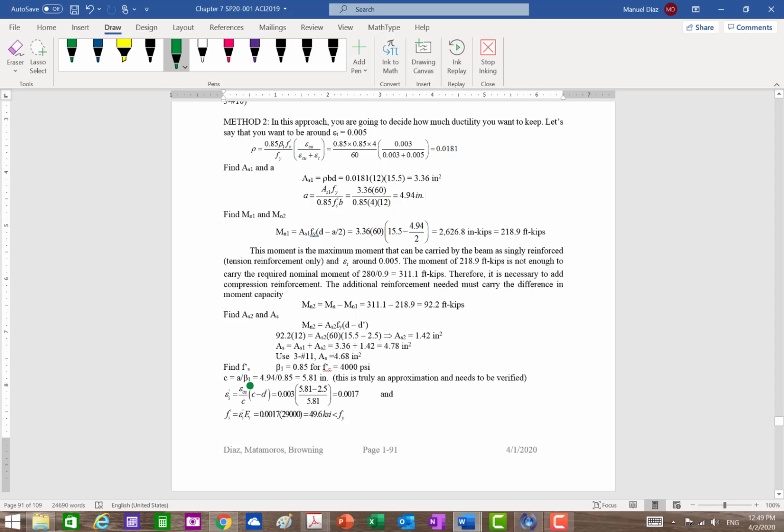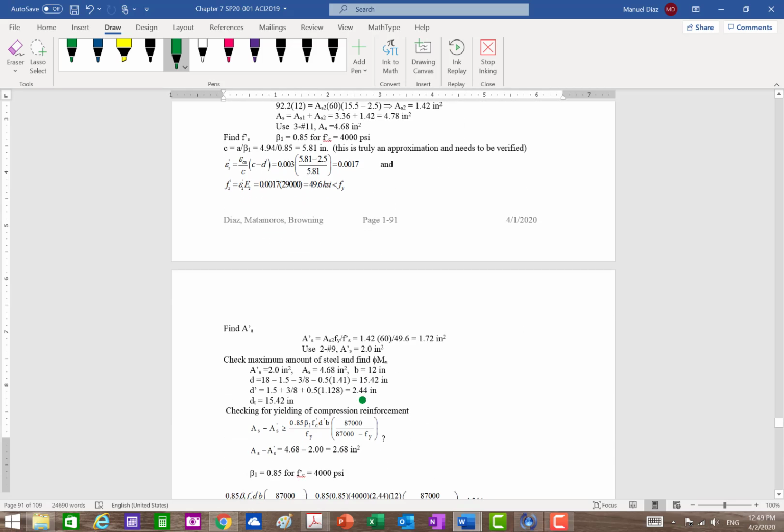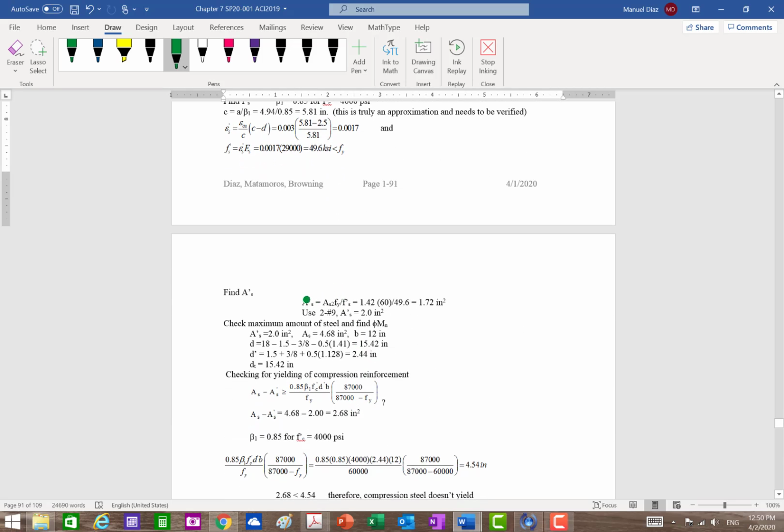There. So I find now my C value, since I know my A. Find my epsilon prime S, because I need that to decide what the compression bars are going to do. So the value is pretty low, so I find my F prime S below the Fy, so that's good, right? And now I find my area of the compression bars by doing this other formula, right? Because the tension that I added has to equal the compression that I'm trying to develop. Okay? And so that gives me 172.